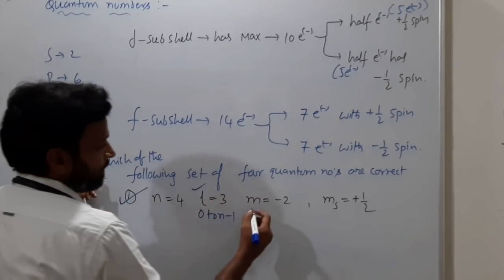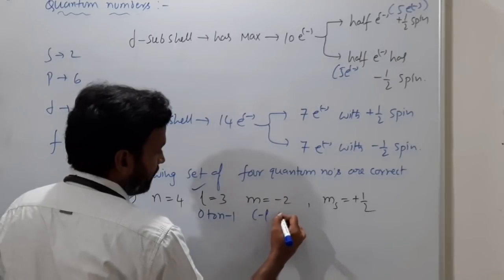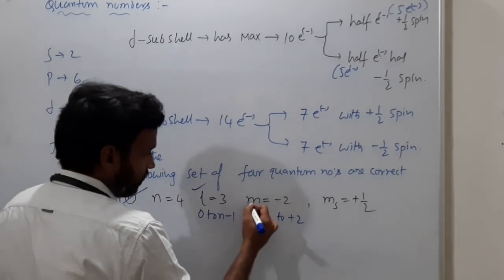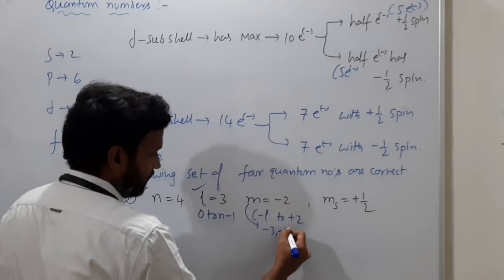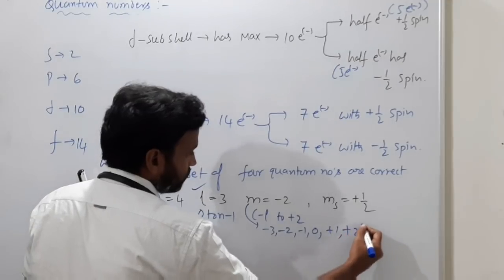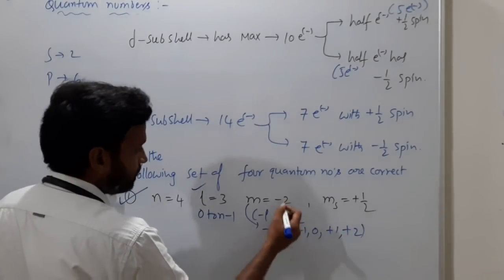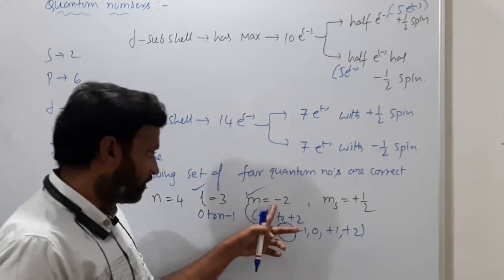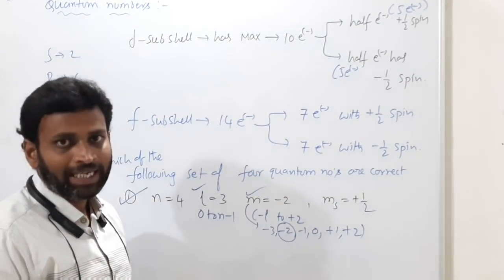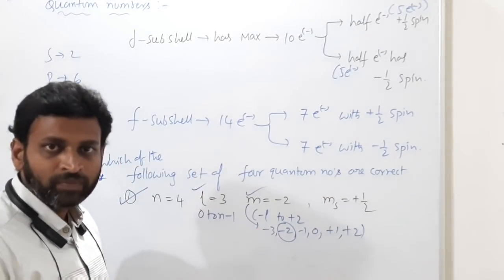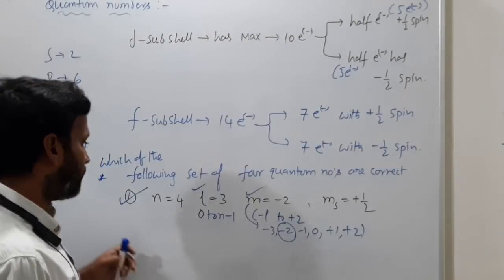l is 3. So m values are from minus l to plus l. The l value is 3, so what are the m values? -3, -2, -1, 0, +1, +2, +3. I was given -2 here. So m is also correct. If any one of these values is given, it is correct. Understand? So like that we have to consider.